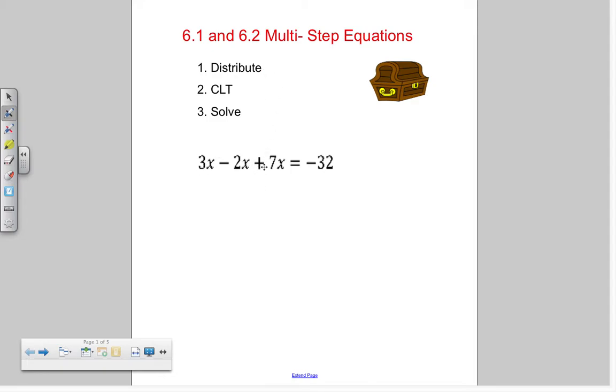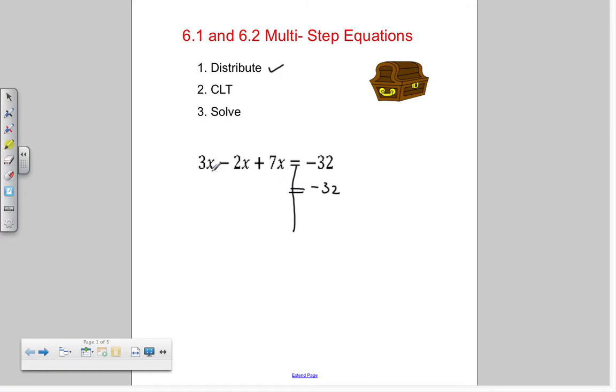Distribute. There is no distributive property within this problem. So I move on. Check. Oops, I need my pen. Check. All right, combine like terms. So I can only combine like terms on each side. So there's nothing to combine over here, so this remains negative 32.